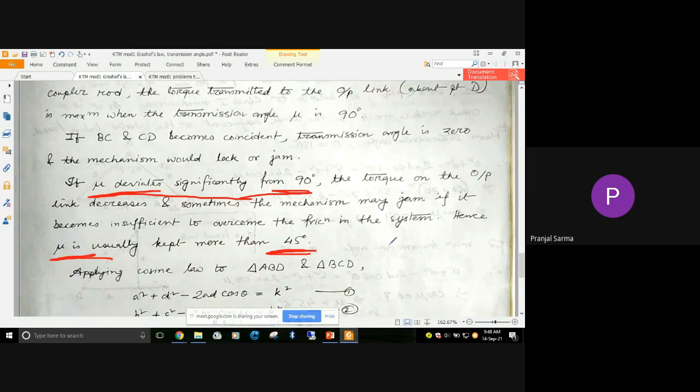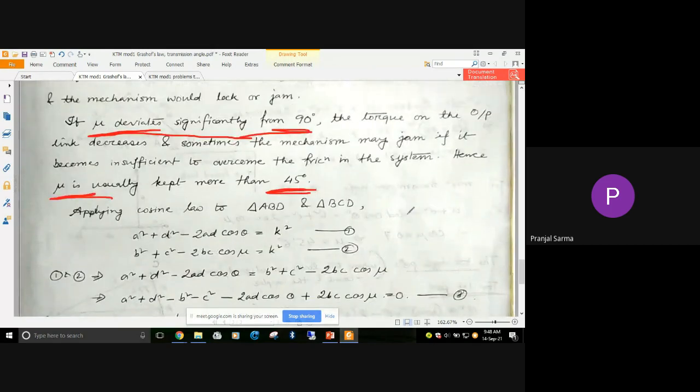Otherwise, if you make a mechanism and the link does not respond even when you apply a certain force, then it is of no use. The design is a failure, so you have to take care of this. That is why the transmission angle is important.